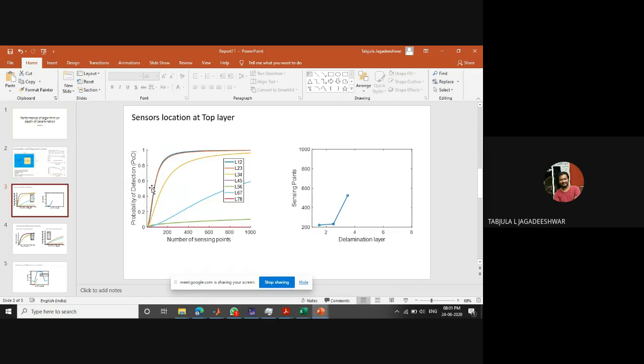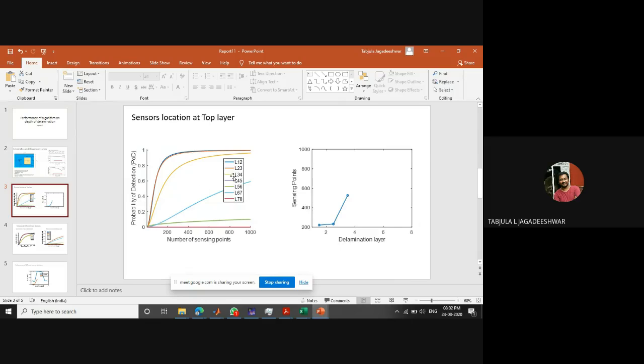The blue line indicates the delamination located in between L12. These are the POD curves obtained when the delamination is located in between layer 1 and 2. And layer 2, 3 and layer 1, 2 are performing almost the same. And the third one, layer 3, 4, is also performing well, but not as good as the other two.